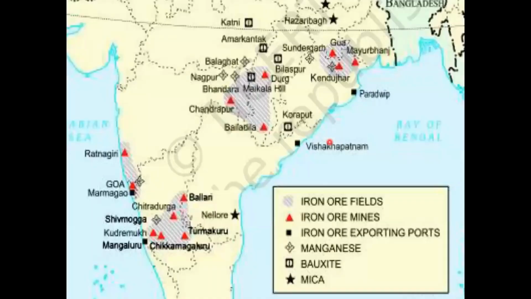Now, after this, we'll come to see these mines. So here is bauxite. If you see this bauxite, you will find Koraput here in Orissa. Then you have Bilaspur. Then you have Amarkantak Plateau and Katni in Madhya Pradesh. Then you have here Maikala range. These are the main areas of mining of bauxite.